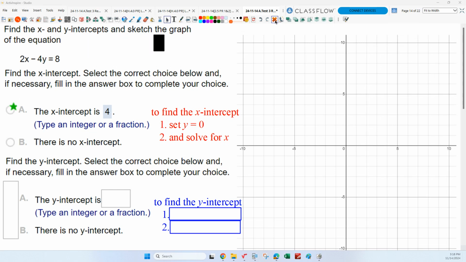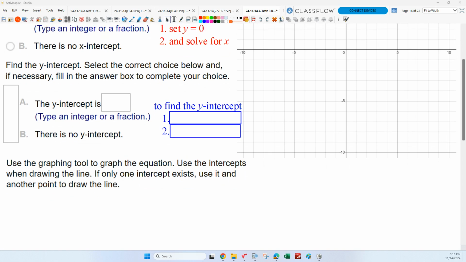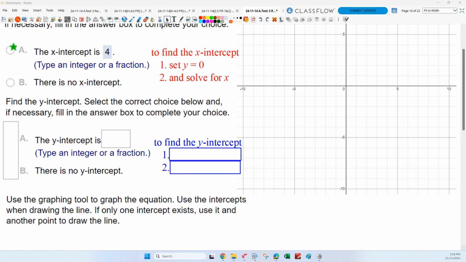Okay, well then same logic. To find a y-intercept, what are my 2 steps going to be? What do I do first? Well, but what do I, not first. What am I going to do first? Coulter, what do I do first here? To find the y-intercept. To find the x-intercept, we set y equal to 0 and solve for x. To find the y-intercept, what do you think we're going to do?